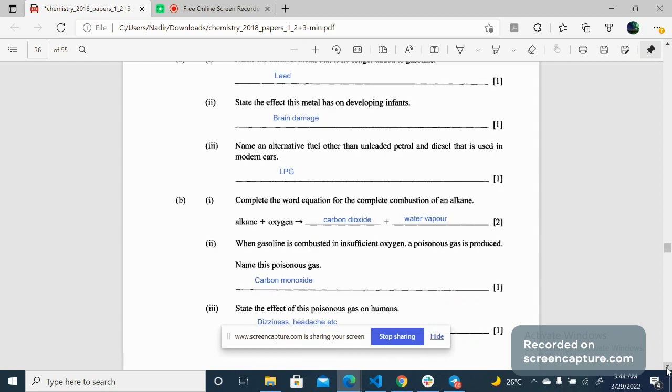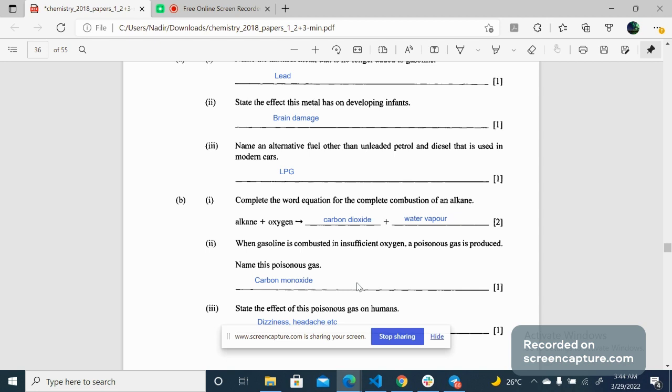Okay, complete the word equation for the combustion of an alkane. So combustion is when oxygen is reacted with something. So the alkane is reacting with oxygen, and thus is undergoing the process of combustion. As a result, it is forming carbon dioxide and water vapor. Okay, so this is the completion of the reaction in terms of its products and reactants.